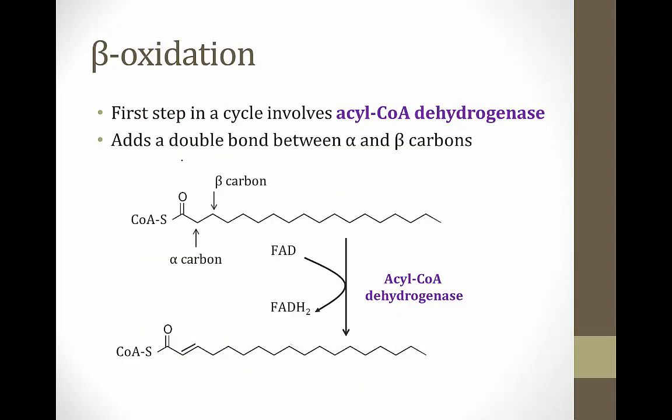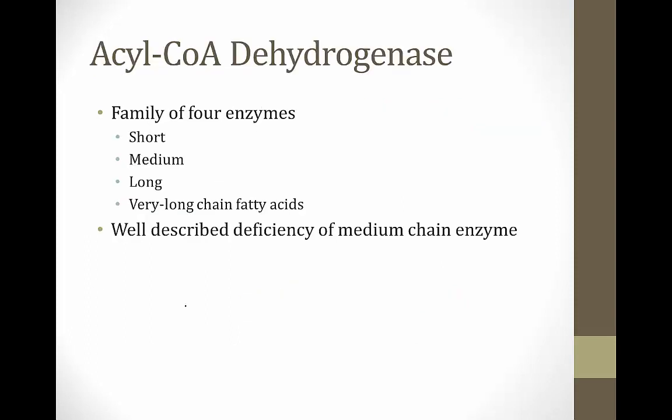The first step in a cycle of beta oxidation involves an enzyme called acyl-CoA dehydrogenase. This enzyme adds a double bond between the alpha and beta carbons. I've shown that here with a single bond between the 2 carbons, and after metabolism by acyl-CoA dehydrogenase you now have a double bond, and in the process you generate a molecule of FADH2. There are many different acyl-CoA dehydrogenase enzymes that metabolize fatty acids based on the length of their chain. It's a family of 4 enzymes, and there's one that works on the short chain fatty acids, another one for the medium and long chain, and then finally a dehydrogenase that works on the very long chain fatty acids.